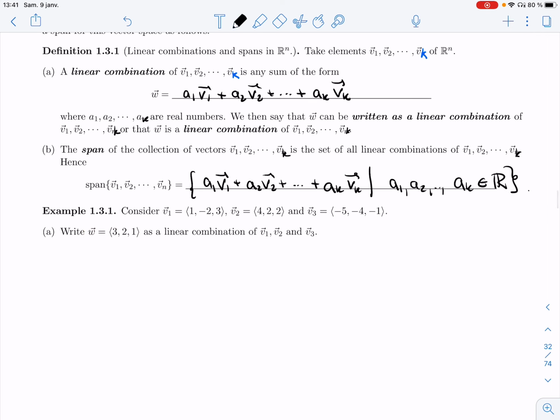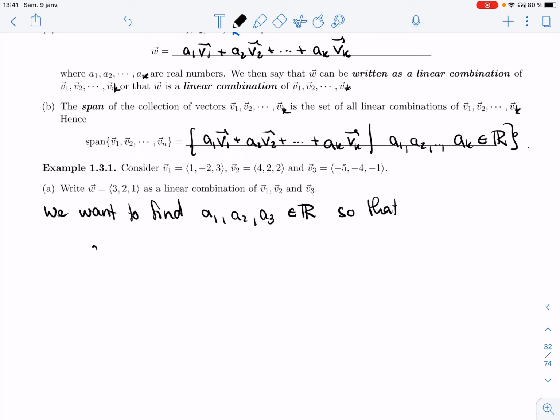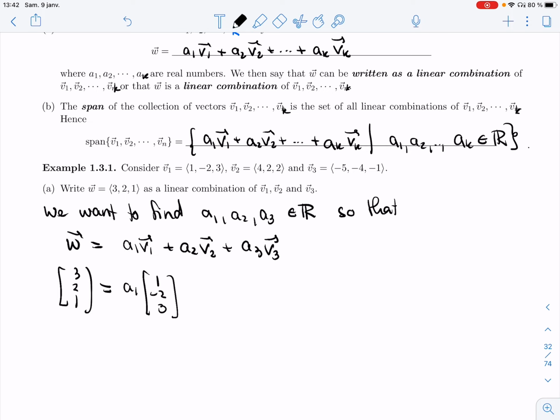All right, so let's write what we need. We want to find real numbers a1, a2, a3 so that w is equal to a1 v1 plus a2 v2 plus a3 v3. So w is (3, 2, 1), equal to a1 times (1, -2, 3), plus a2 times (4, 2, 2), plus a3 times (-5, -4, -1).